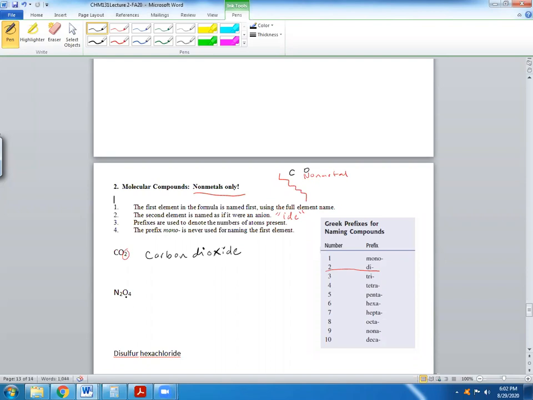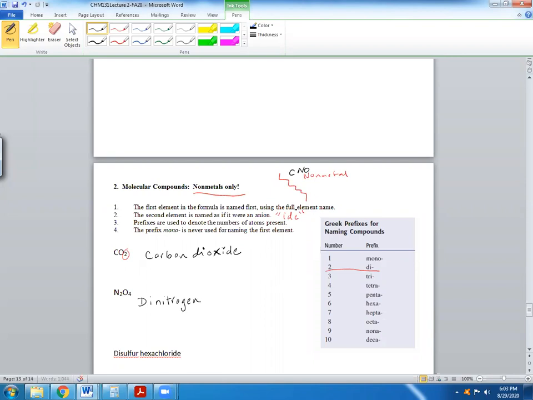So the next one is, do I have both nonmetals? Is the nitrogen a nonmetal? Yes, it comes after carbon if we were to show it, and then oxygen. So yes, you have to use this system. But then you ask yourself, how many nitrogens do I have? So I have a 2. So that would be dinitrogen.